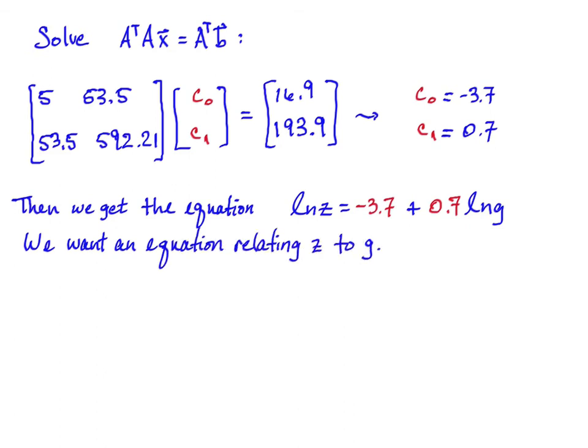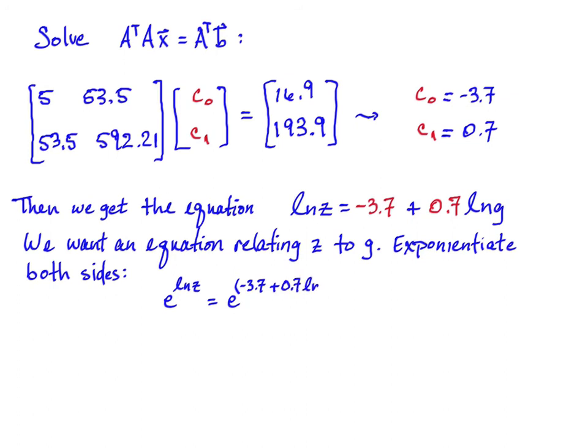So what are we going to do? All we have to do is use the natural exponential function to get everything back to where we want it. We want it in terms of z and g, not the natural log of z and the natural log of g. Let's exponentiate. I'm not sure if that's a verb, but that's a verb I use. Both sides of the equation. So e to the natural log of z is going to be the same as e to the negative 3.7 plus 0.7 natural log of g.